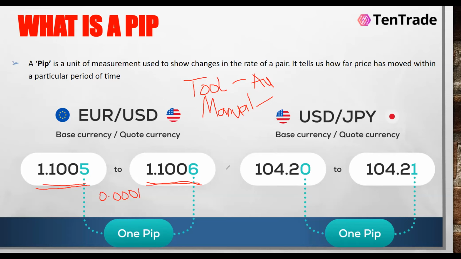Let me quickly explain that to you, and then we'll come back to this slide. So let me share a whiteboard and show you something. Now, there's a concept I want to show you. When we talk about currency pairs, remember that I told you that what we trade are currency pairs.